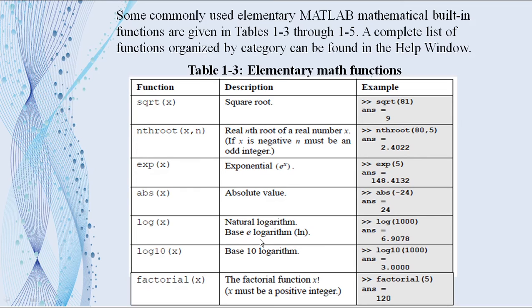Natural logarithm to the base e. Log of 1000, natural logarithm, gives 6.9078. Log to the base 10: log of 1000 will be what? 3. The first is the natural logarithm, and this is to the base 10. That's why we have 3, since 1000 has 3 zeros, and the remaining term is 0. Factorial of x. So factorial of 5 is 120.